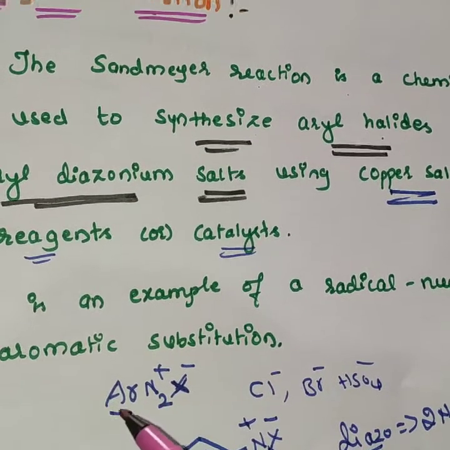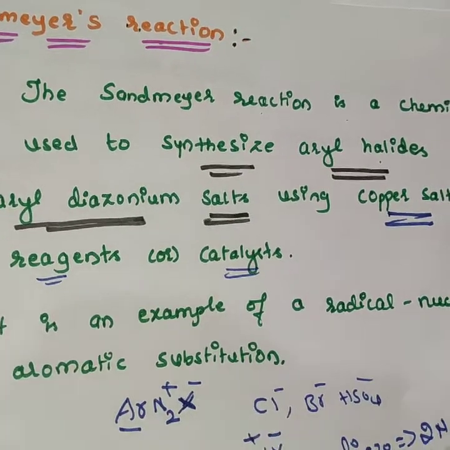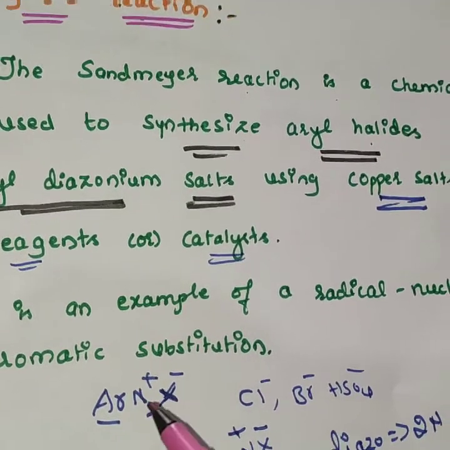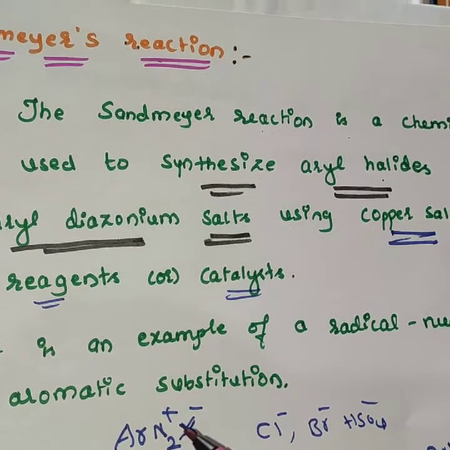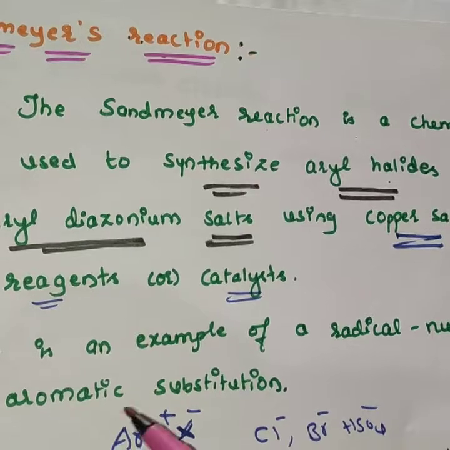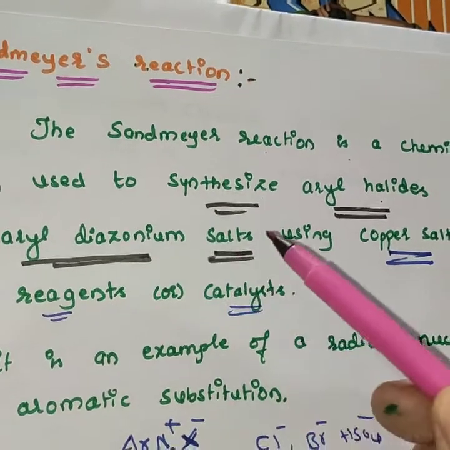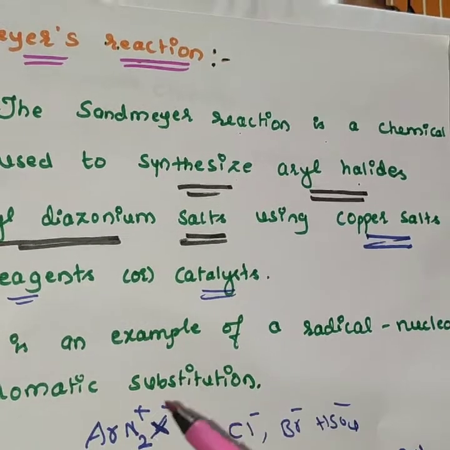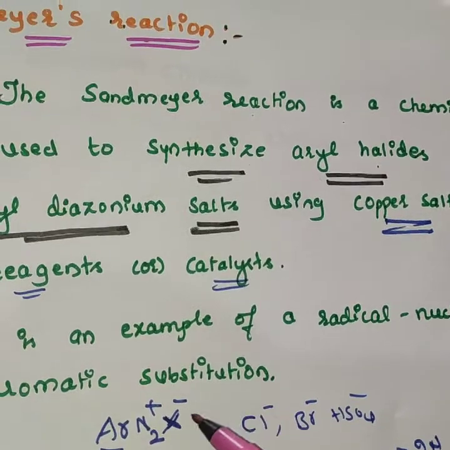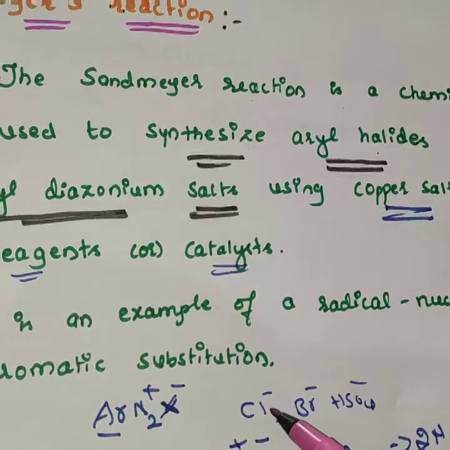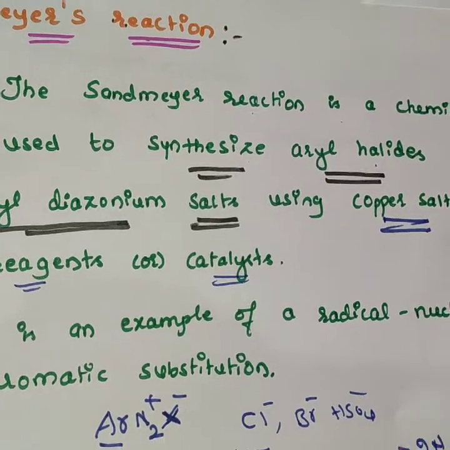consisting of an aromatic group, with two nitrogen groups and a halide. So this type of compound is called a diazonium salt. These diazonium salts are substituted to the aromatic system, and such compounds are called aryl diazonium salts. Here, in the place of X minus, it is nothing but a halide. For halides we may take chloride, bromide, or hydrogen sulfate also.